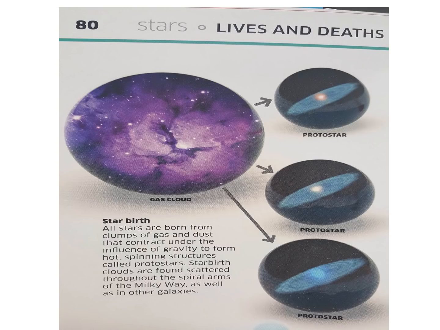So here's the life cycle of a star. Star births. All stars are born from clumps of gas and dust that contract under the influence of gravity. Contract means come together. They form hot spinning structures called protostars, which is here. Starbirth clouds are found scattered throughout the spiral arms of the Milky Way as well as in other galaxies. So you get your protostars being formed from those gases and dust.